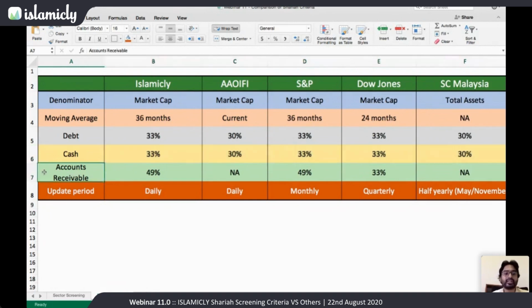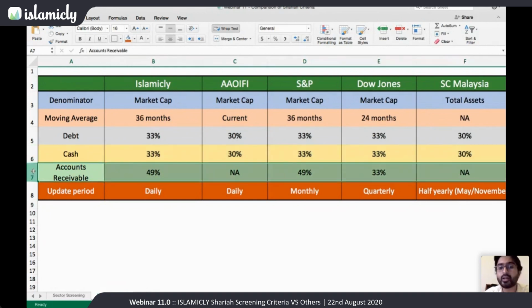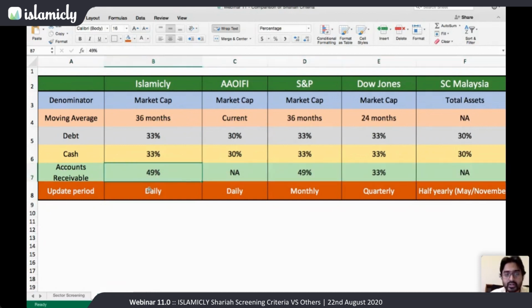Now, accounts receivables is a ratio which not many scholars have incorporated into the Shariah screening criteria. Islamically has it. So the accounts receivables of the company to its 36-month average market capitalization should be less than 49%. No such criteria exists in AOFI. S&P also follows the 49% threshold for accounts receivables. Dow Jones has a 33% threshold.